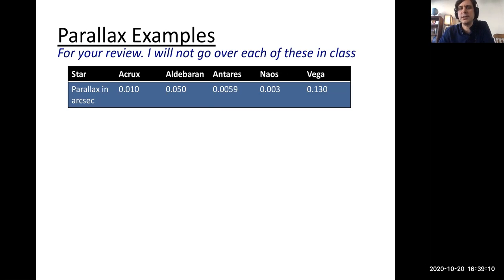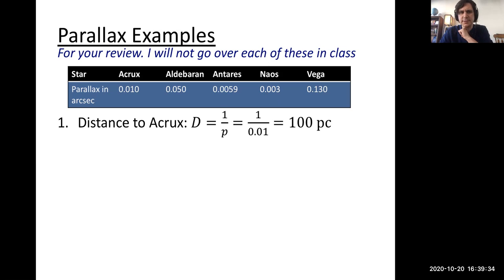Okay, so which star is closest? Closest means largest parallax. So which one is the largest? Vega. Vega is the closest star. Which one's the farthest? I'm looking for the smallest parallax. Oh, Naos. That is the smallest number I have listed. Okay, but now you can actually calculate the distances. So let's run through these.